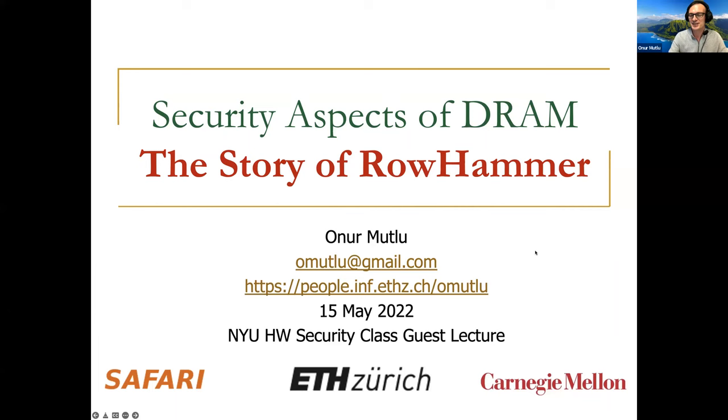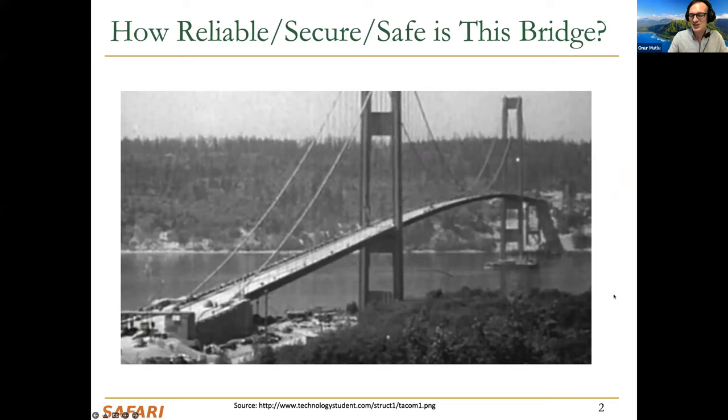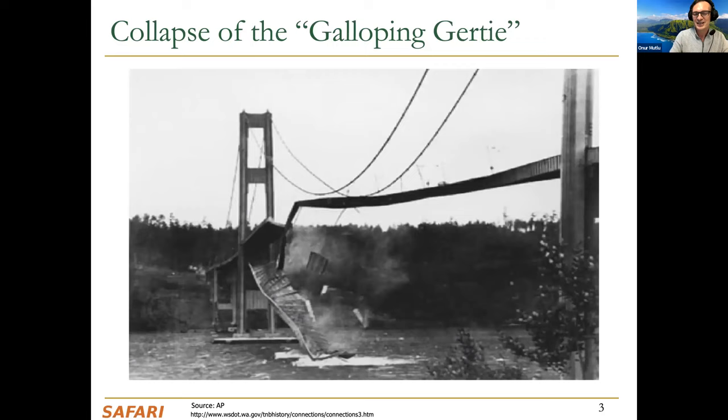I usually start this lecture by showing this example of a bridge. And this looks like a very nice bridge. It used to be the Tacoma Narrows Bridge, very close to Seattle, essentially. And one day, a bit flip happened to it, and that bridge fell like this. This is called the Galloping Gertie. You can read about it. Essentially, it had a reliability problem that manifested itself as a safety or security problem. Clearly, once you look at this picture, you would think there is some safety and security issue.